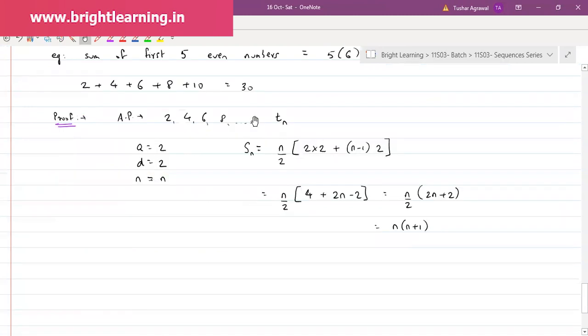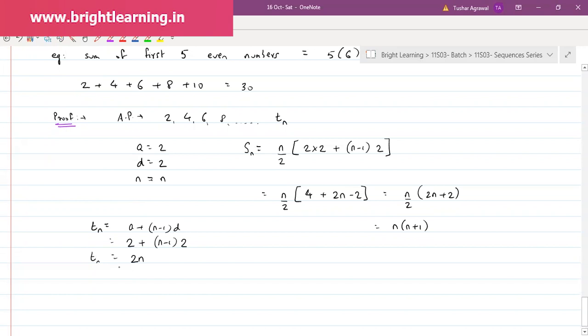Here the nth term will look like a plus n minus 1 d. That is the formula. So a is 2, plus n minus 1 into d, and d is 2. So the last term looks like something of the form 2n.